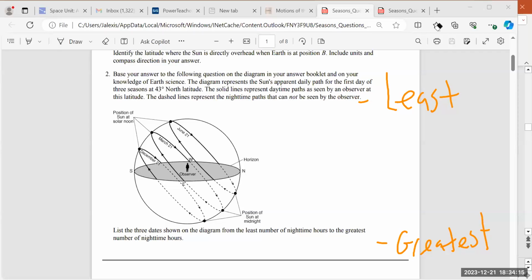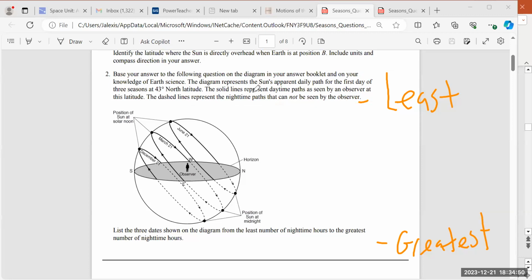All right, so number two. Number two says the following. It says, base your answer to the following questions on the diagram in your answer booklet and on the knowledge of Earth science. The diagram represents the sun's daily apparent path for the first day of the three seasons at 43 degrees north latitude. The solid lines represent daytime paths as seen by an observer at this latitude. The dashed lines represent the nighttime paths that cannot be seen by the observer.